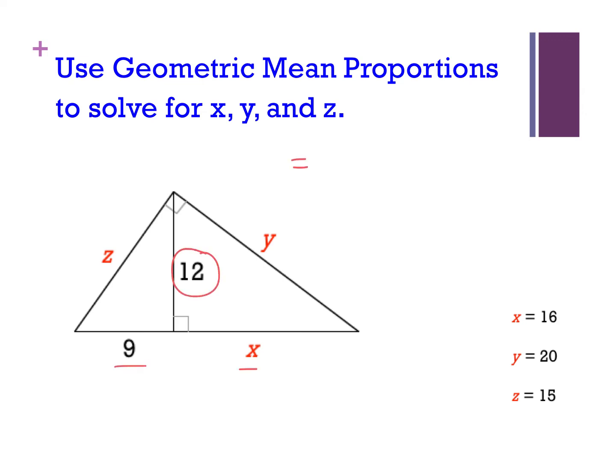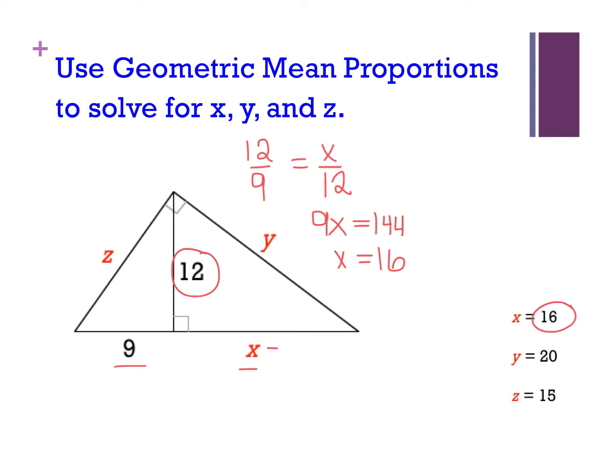So the altitude is the geometric mean, so it appears twice across from each other, 12 and 12, of the 2 pieces of the hypotenuse, so 9 and x, because those are the 2 chunks that are created. All right, let's cross multiply. You get 9x equals 144. x is going to equal, when I divide both sides by 9, 16. That's how we get that value.